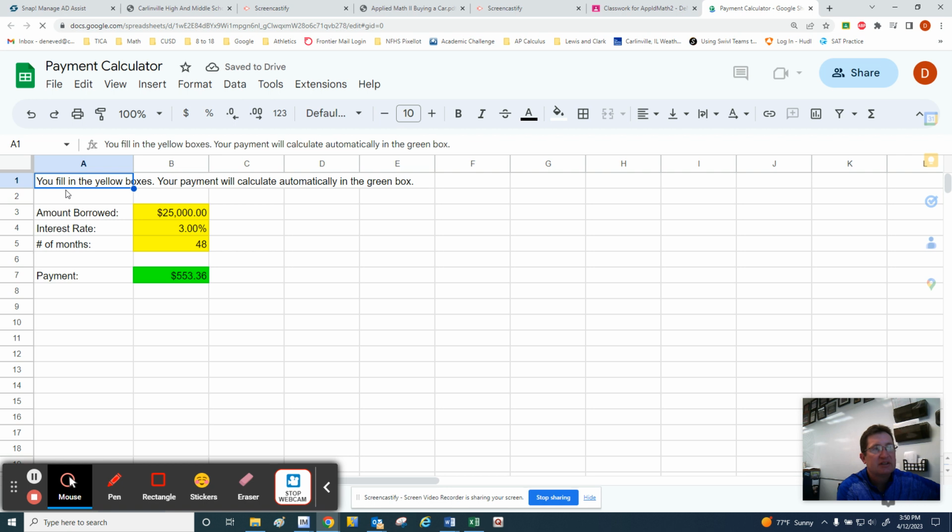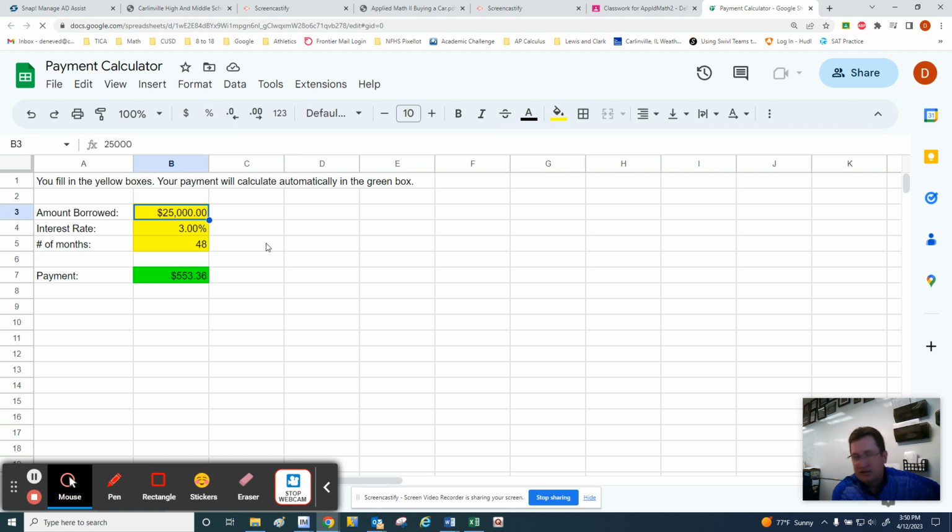And so you should have this on your Google Classroom. Now you can see that there's instructions at the top. It says you fill in the yellow boxes and your payment will calculate automatically in the green box. And so the amount we borrowed, remember we calculated that earlier, it was 9781.38. And then on the interest rate, it was 6.04. Now, we just type in 6.04. You notice that the spreadsheet already has that as a percent. And then it was 36 months.